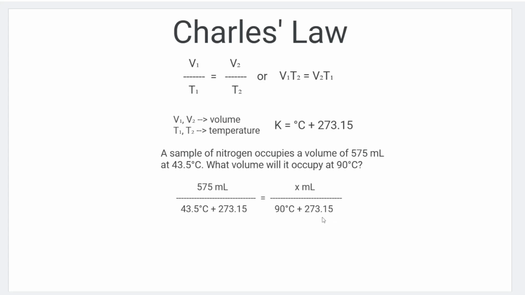We can multiply both sides by temperature 2 to solve for X milliliters. And so we have 575 milliliters multiplied by 363.15 Kelvin over 316.65 Kelvin. And we get about 659.44 milliliters. Let's take a look at another problem.